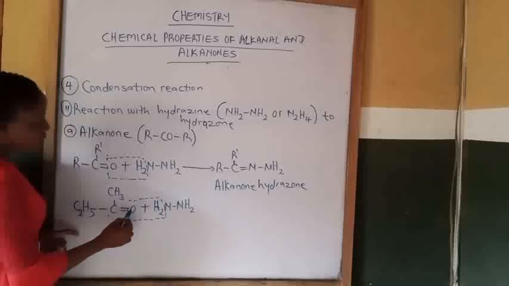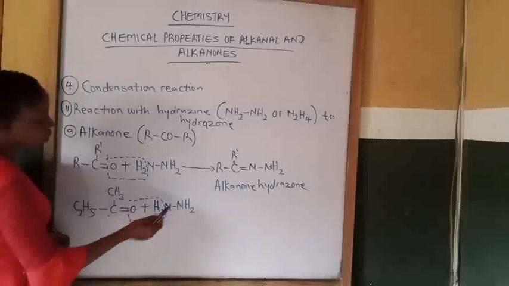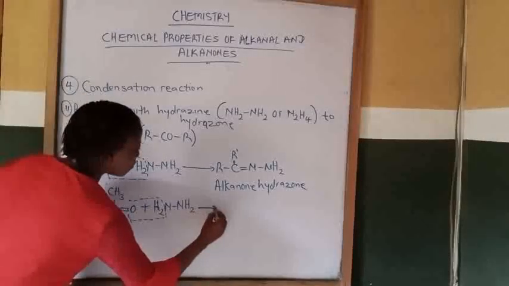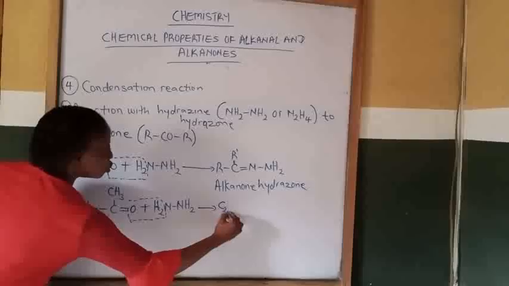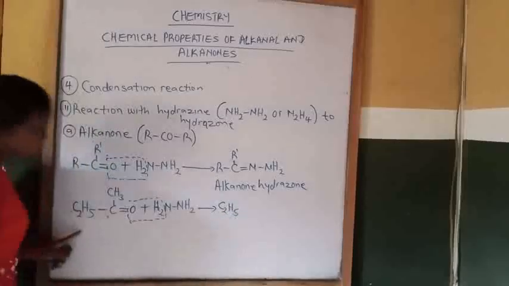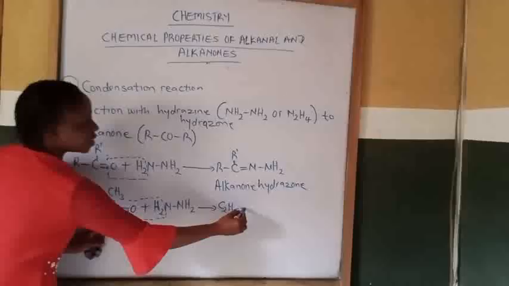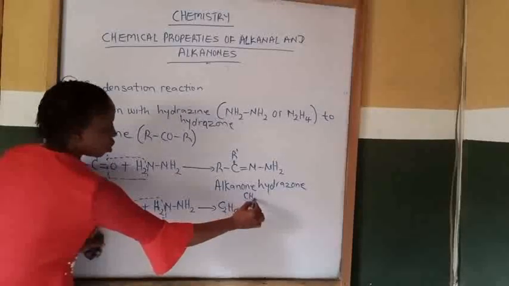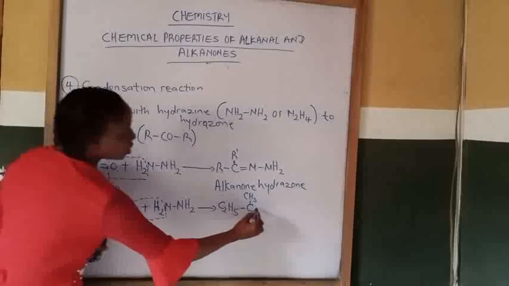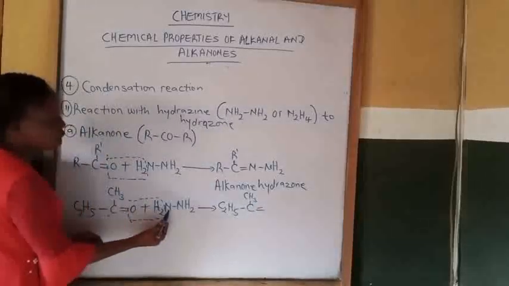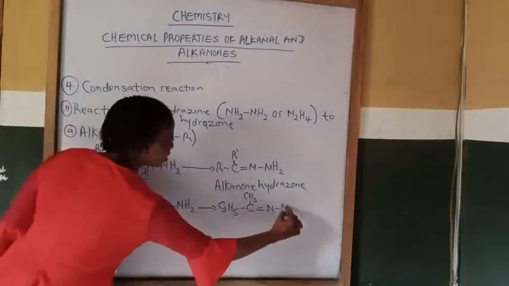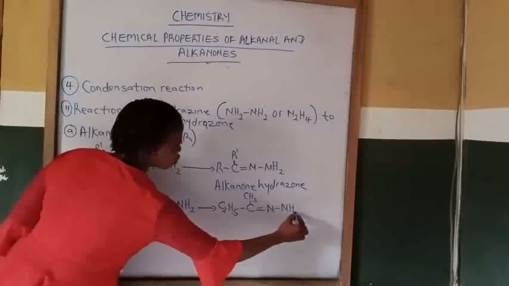So the carbonyl oxygen will be displaced. Then it will react with hydrogen here to give us a water molecule. So therefore our product will be C2H5 followed by the carbon atom, then with CH3, then a double bond. So the double bond will be bonded with nitrogen and NH2, which is called hydrazone.